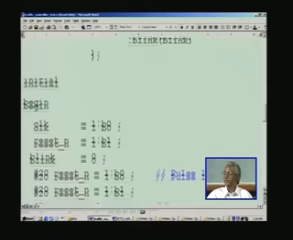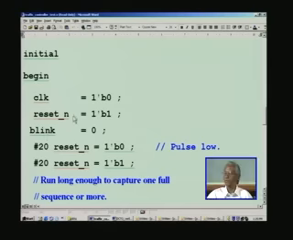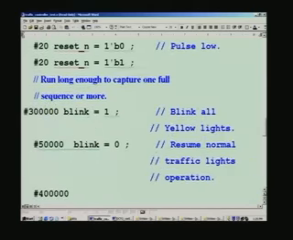And we start the initial block right here in order that we may initialize all the input signals, namely clock, reset n and blink, all of them to 0 except reset n, because this is active low. We pulse this reset here for 20 nanoseconds, and once again we restore it back, so that normal operation starts right here, and we allow enough time for it to go through at least one full sequence.